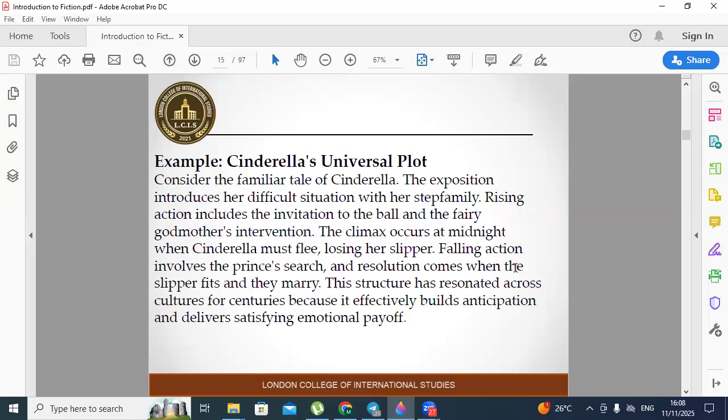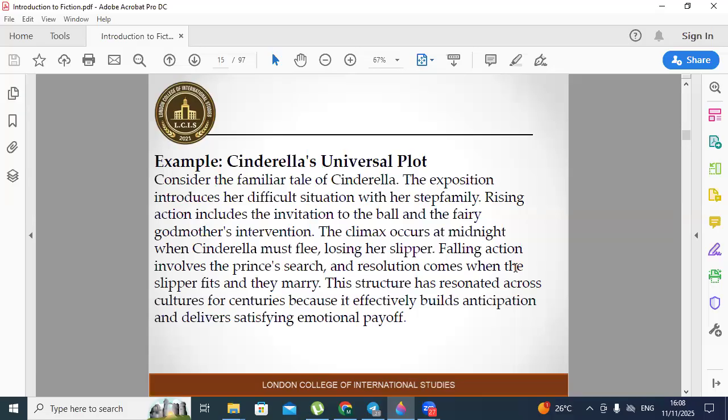Resolution comes when the slipper fits Cinderella. Her true identity is revealed and they marry. Conflict resolves. Equilibrium is restored at a higher level. She is recognized and rewarded.